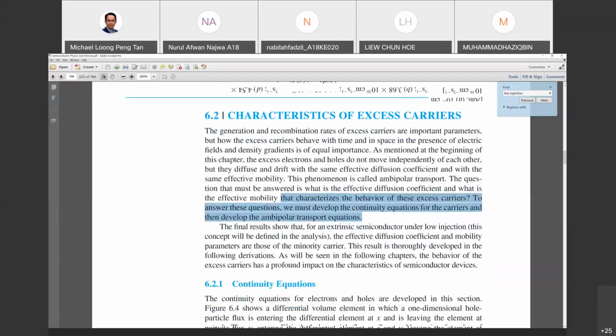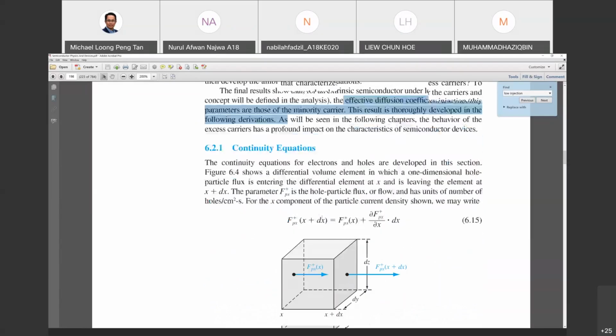So the final result showed that for extrinsic semiconductor with low injection, you already know, low injection means that the excess carrier is extremely small compared to the majority carrier. The effective diffusion and mobility on the minority carrier is developed in the following derivation. The continuity equations for electrons and holes are developed in this section.